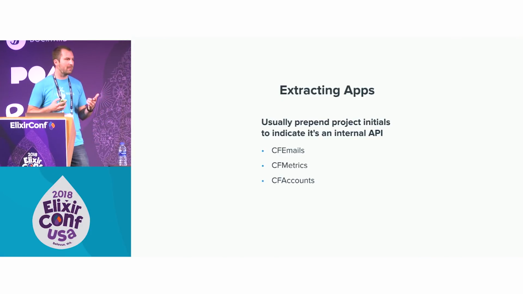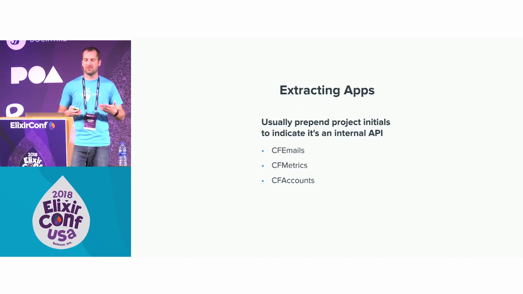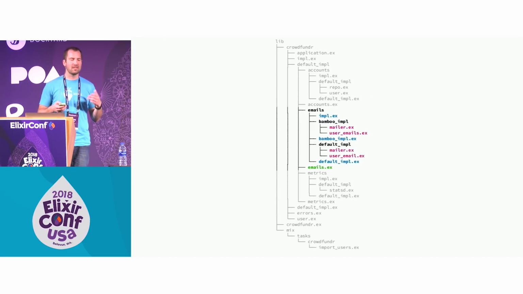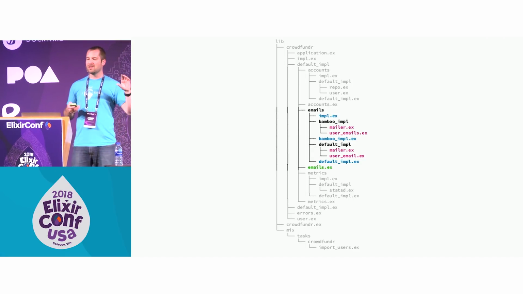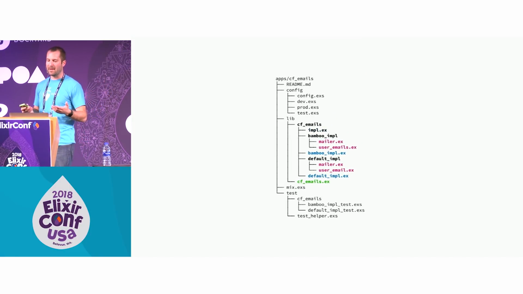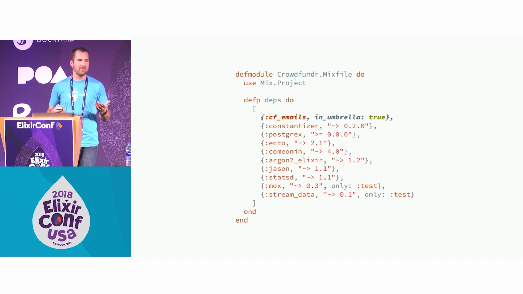So when I'm extracting an app, I generally like to indicate internal apps by using the project's initials. For Crowdfundr, we use the initials CF, so we could do CF emails, CF metrics, CF accounts. Because we did the organization earlier, all of our email-related code is nicely separated out, so extracting it into an app is really simple now. To use that app, all we have to do is update the mix file and point to that new CF emails app, and maybe change a few email references in our code, and now things are nicely separated.